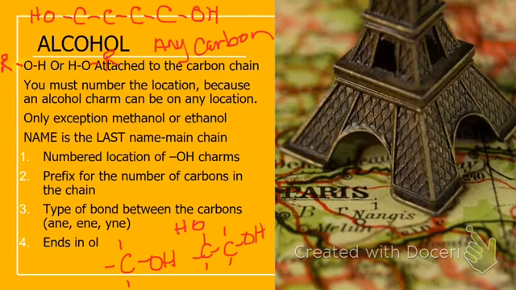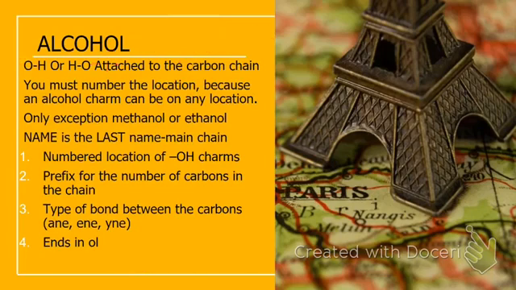So here are the rules. You have to have the numbered location of the alcohol charms. You have to have the prefix for the number of carbons in the chain. You have to have the type of bond between the carbons, whether it is an ane, an ene, or an yne. And it has to end in OL. So are you ready? Let's look at our first alcohol.